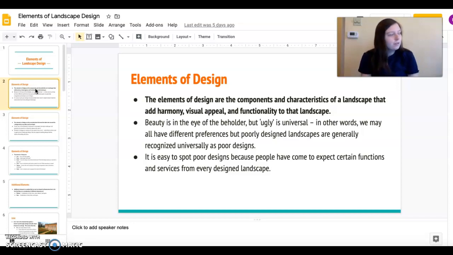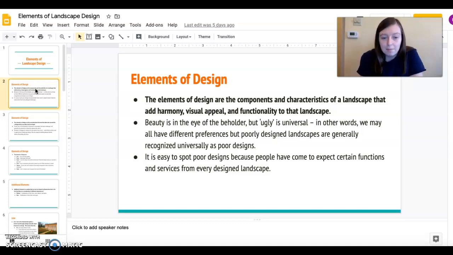So hopefully you've all heard the saying, beauty is in the eye of the beholder. But this landscaping design brings up a new point that ugly is universal. So if we think something's ugly, a lot of people are going to actually think that way. We all might have different preferences, but poorly designed landscapes are generally recognized by everyone out there. So very important to understand and to utilize those tools that we're going to share in this PowerPoint later on so that you can best capitalize off of your design so that everyone thinks it's really good looking.